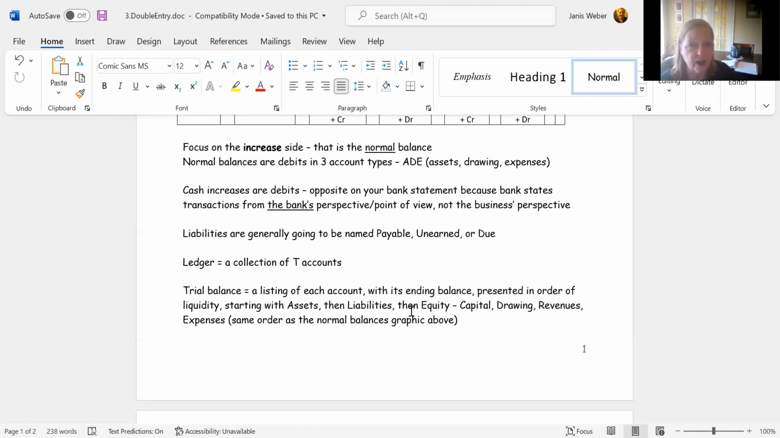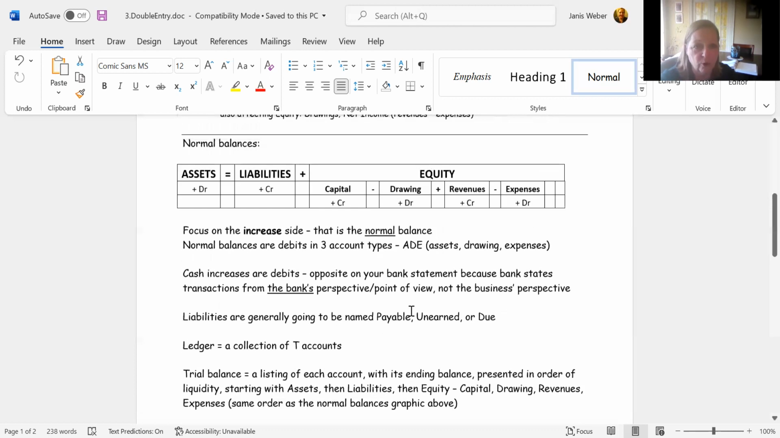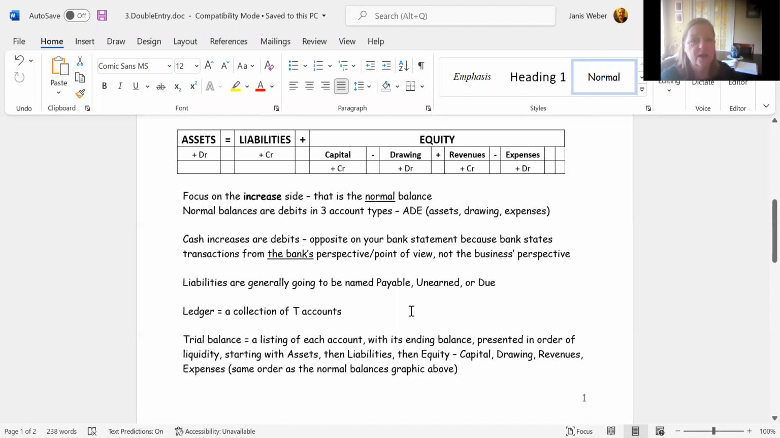So we put every account name of all the accounts in liquidity order, which means the same order that we have here. We put it in accounting equation order and liquidity order under that. So you'd start with assets. You'd list all the assets, the most liquid being cash because it is already cash, and then everything else in relation to how fast you could turn it to cash. And then next after that would be liabilities.